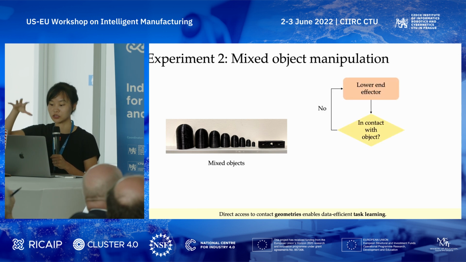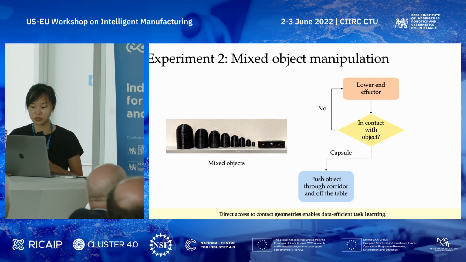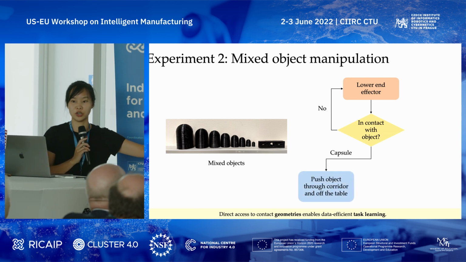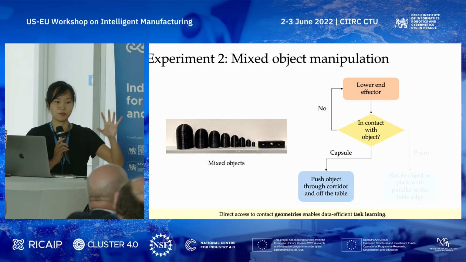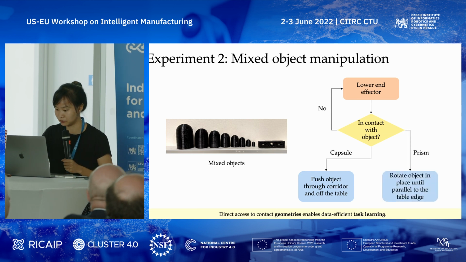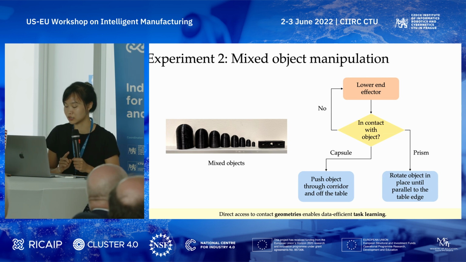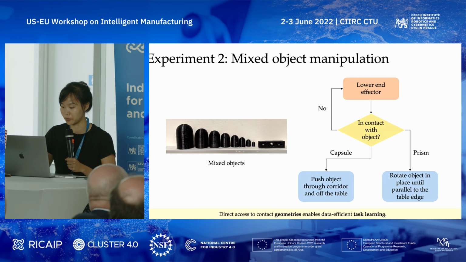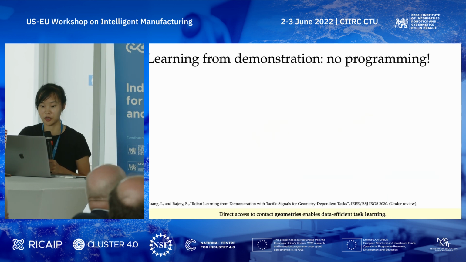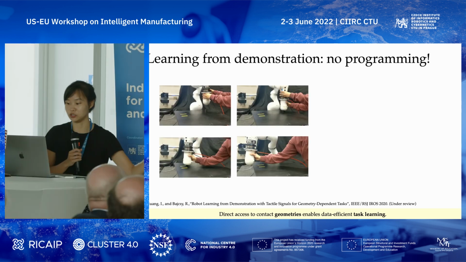We should lower the sensor until contact with one of these objects is sensed. And if it's a capsule, we want it to push it through some corridor and into a bin. If it's a prism, we want to rotate it such that its long edge is parallel to the table edge. And most importantly, we want the robot to perform these tasks without programming or hard coding. So we use learning from demonstration, in which I am physically moving the robot and showing it what to do.